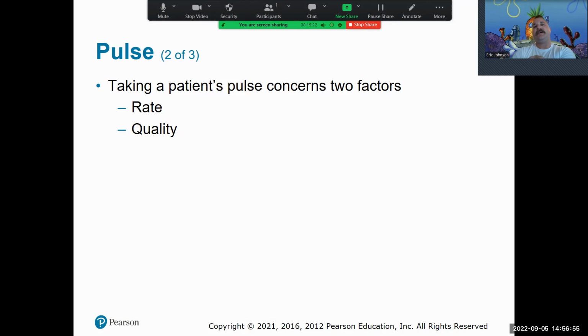The other aspect of pulse is quality. And we're going to talk about that in just a moment as well. But quality really tells us, hey, this pulse feels like it is strong. This pulse feels like it is weak. This pulse feels like it is bounding. It's just like I can feel it, and it's super, super hard to the touch. I can feel it just really forcing blood through.